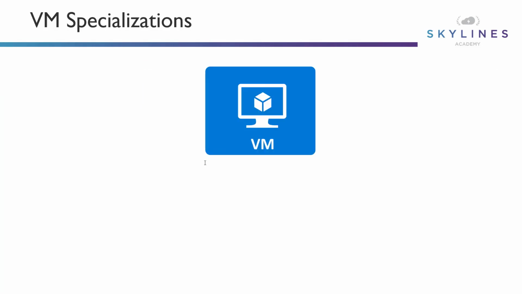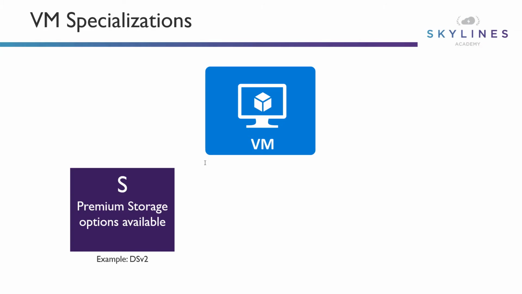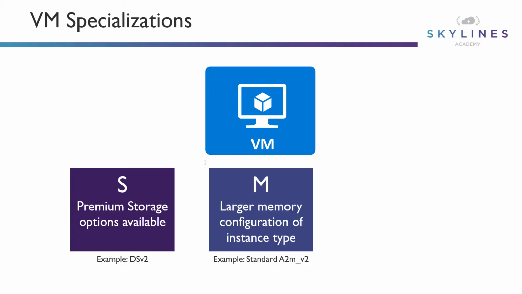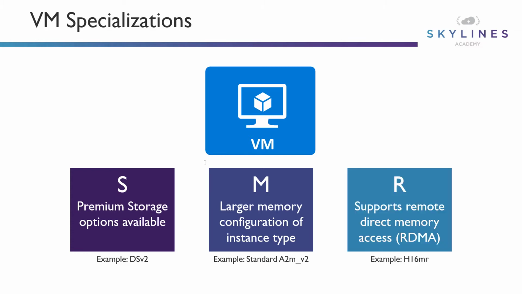You also have the concept of specialization. So within the instances, you have S. So D was the general series. You might have an S, which means premium storage is available. That means we can use SSD, premium SSD disks with that one. M might mean the same series, but a larger memory configuration of that instance type. And then we've also got R, supports remote direct memory access as well. So probably won't get questions on that one, but just be aware of the specializations that basically exist.